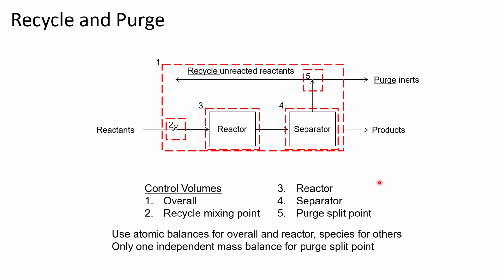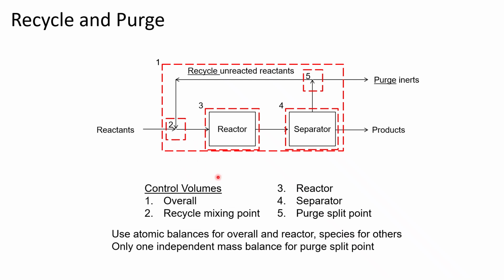For each of these 5 there's one other control volume we could consider. That would be a control volume around the split here, where we split the recycle stream into 2 streams. One would be a purge stream in which the inerts are removed, and the other is a stream that is recycled back to mix with the fresh reactants. We can perform mass balances for any of these control volumes.